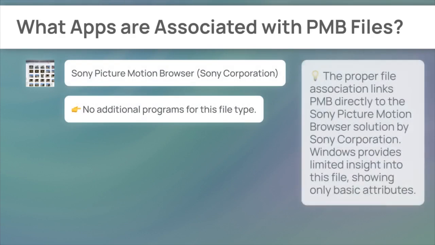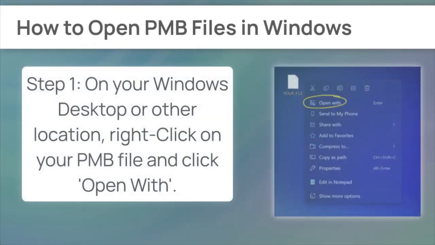Corporation. Windows provides limited insight into this file, showing only basic attributes. Windows cannot interpret record mappings or links, so viewing relies on specialized metadata software. The problem is often a missing file hook.